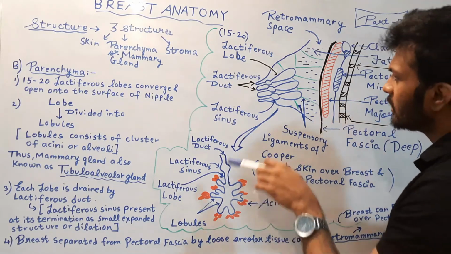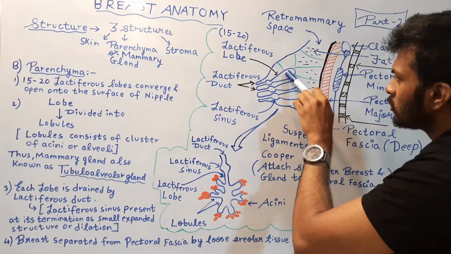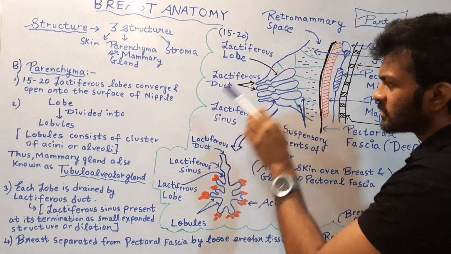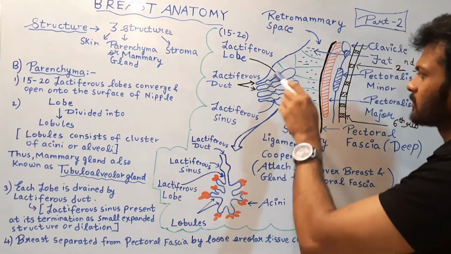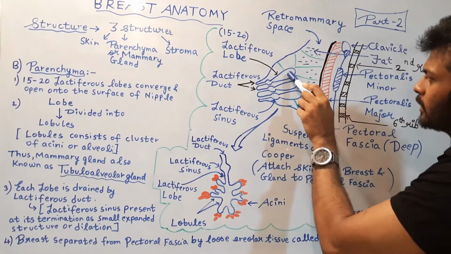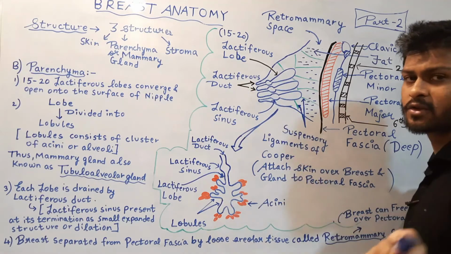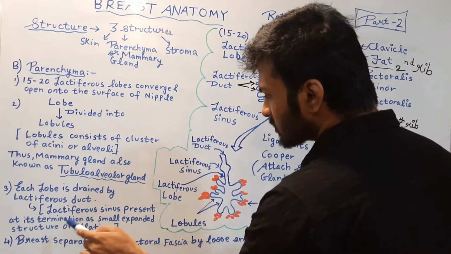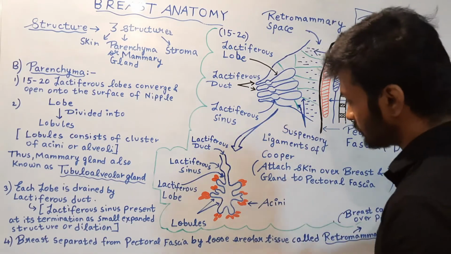Now each lactiferous lobe will drain onto the surface of the nipple via lactiferous duct. Each lactiferous lobe is drained by lactiferous duct. Each lobe will drain via lactiferous duct onto the surface of the nipple. Lactiferous sinus is present at its termination as a small expanded structure or dilation.